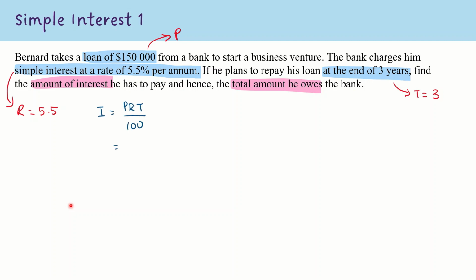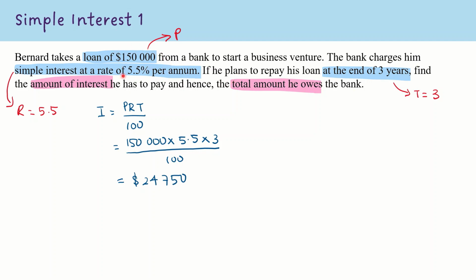We can find the amount of interest by making use of the formula PRT over 100 and then substituting or replacing each of the variables with the amount that we have identified earlier, which is 150,000 times 5.5 times 3 over 100. Following that, we can press into a calculator to determine that amount. And that comes out to be 24,750.